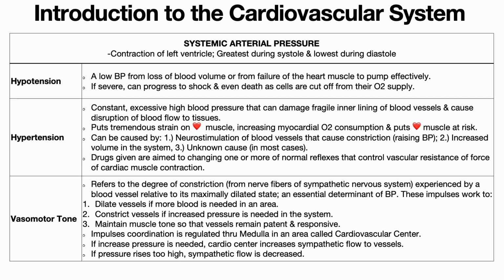Hypotension is a low BP from loss of blood volume or from failure of the heart muscle to pump effectively. If severe, can progress to shock and even death as cells are cut off from their oxygen supply. Hypertension is a constant excessive high blood pressure that can damage fragile inner lining of blood vessels and cause disruption of blood flow to tissues. This puts tremendous strain on heart muscle, increasing myocardial oxygen consumption and puts heart muscle at risk.